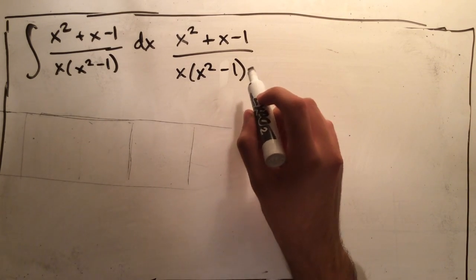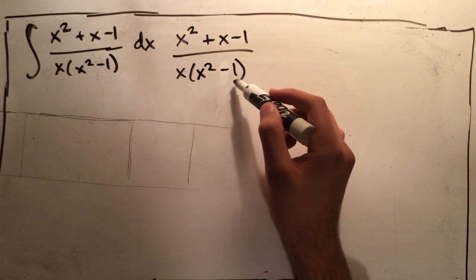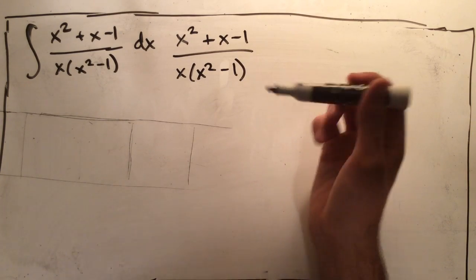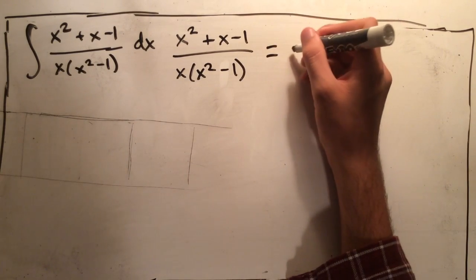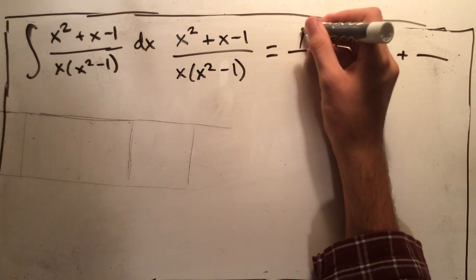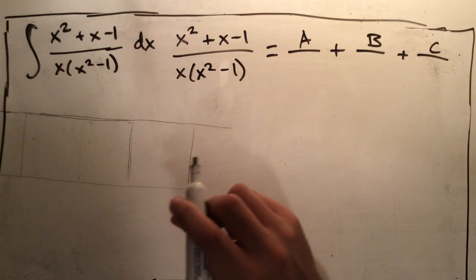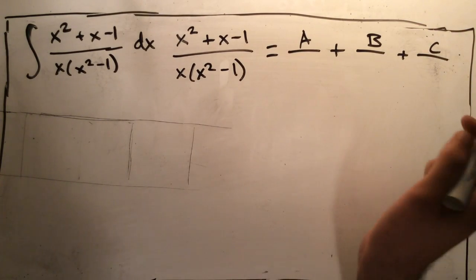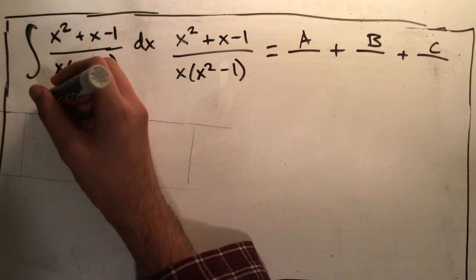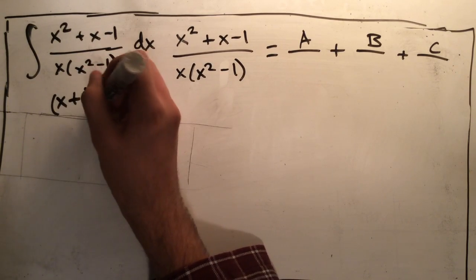Now you see here, we also need to factor out this one right here, the x squared minus 1, to make it simpler. So we're planning on separating it into 3 fractions, so we'll have an a, b, and a c, and we'll be solving for all 3 of those. So right now we need to factor the x squared minus 1. X squared minus 1, that would just be x plus 1 times x minus 1.